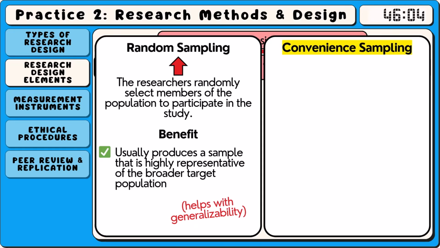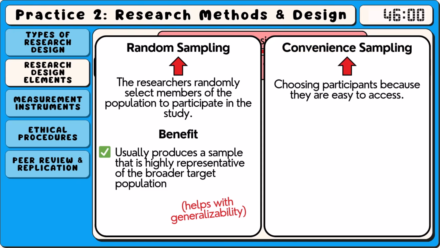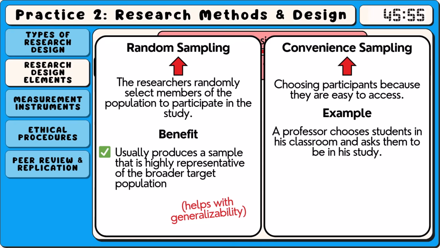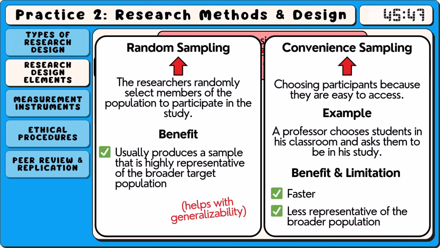The other method of sampling that you need to know about for the exam is called convenience sampling. This occurs when researchers choose participants because they're easy to access, such as when a professor just chooses students in his classroom and asks them to be in his study. This method is faster but often less representative of the broader population because the people weren't truly selected at random.